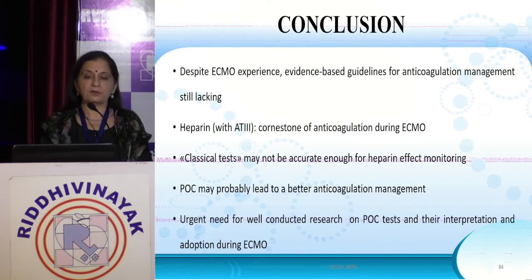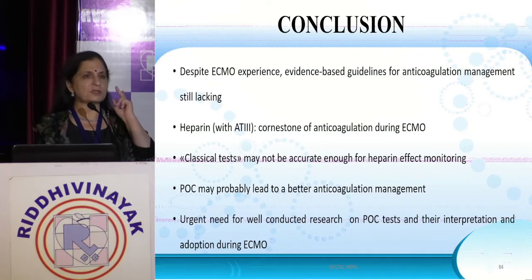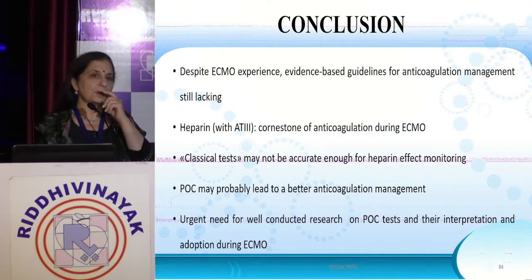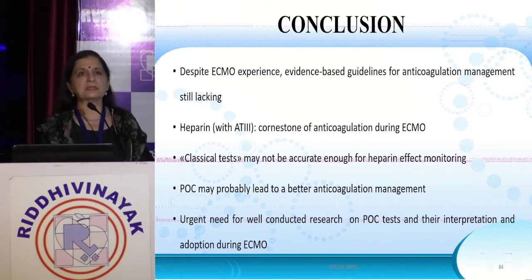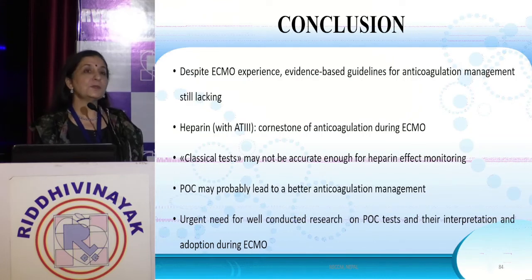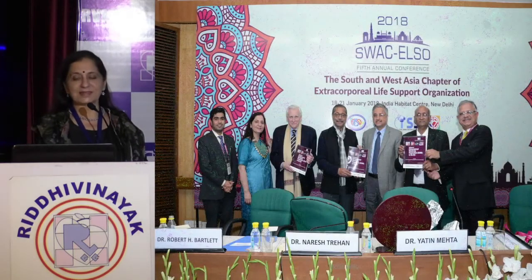Heparin with antithrombin 3 is the cornerstone of anticoagulation during ECMO. At least twice in a week, do an antithrombin 3 level. At least once in a week, do an anti-10A level. And if you can't do these, then point-of-care tests are the best mode. When you buy an ECMO machine, buy a point-of-care test.